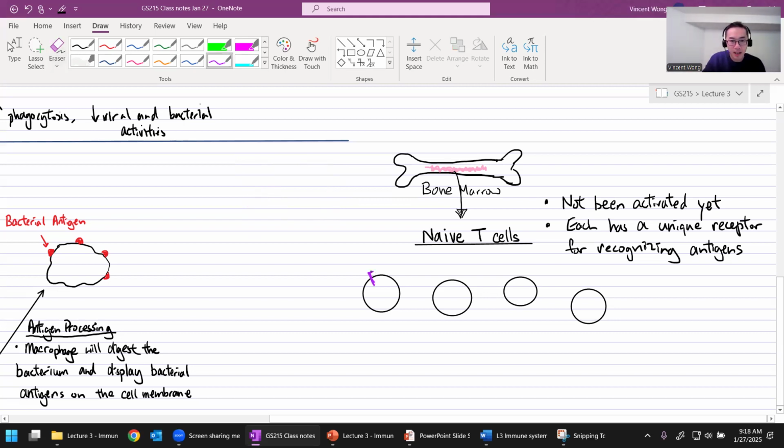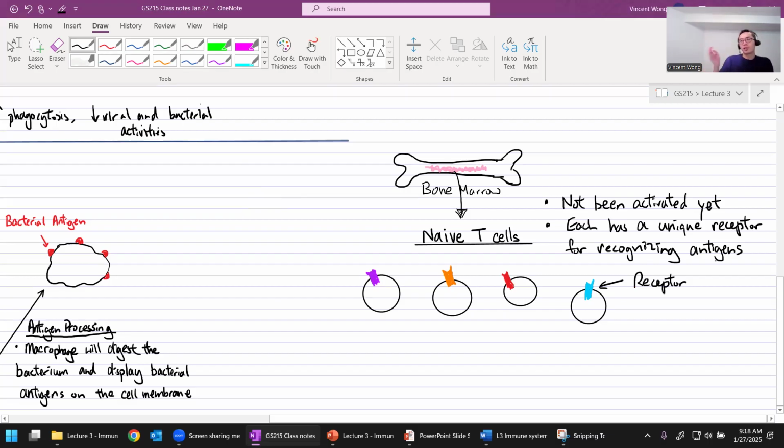So over here, this guy might have a purple receptor that will recognize purple stuff. This one will have an orange receptor, okay? And then this one will have a red receptor. You can use whatever colors you want, but for the purpose of the notes, you have to have one that matches the bacterial color, okay? And then we'll have one for light blue or something like that. Okay, so these are naive T cells. You're gonna have a pool of these naive T cells, and then you would have a receptor on them.